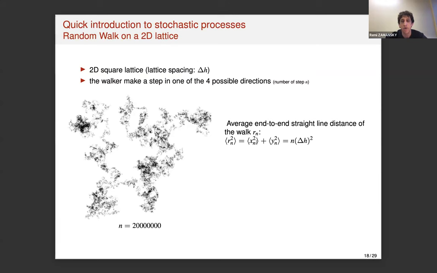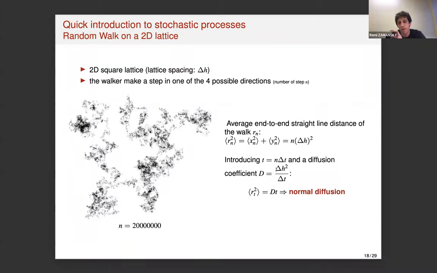And actually, it's a very simple calculation, but you can see that the average of the square of the distance increases with the number of steps, if the step is always the same size. From that you can define a diffusion coefficient: the square of the step size divided by the time lapse between two steps. That's the diffusion coefficient, and you have the normal diffusion as you know.